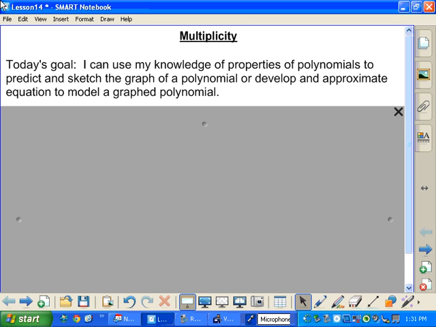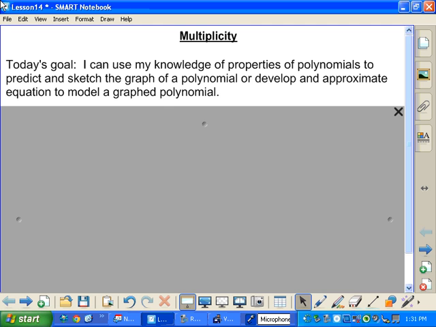All right, lesson 14. The topic is multiplicity. So this is brand spanking new for everyone involved. So today's goal: I can use my knowledge of properties of polynomials to predict and sketch the graph of a polynomial or develop an approximate equation to model a graphed polynomial.